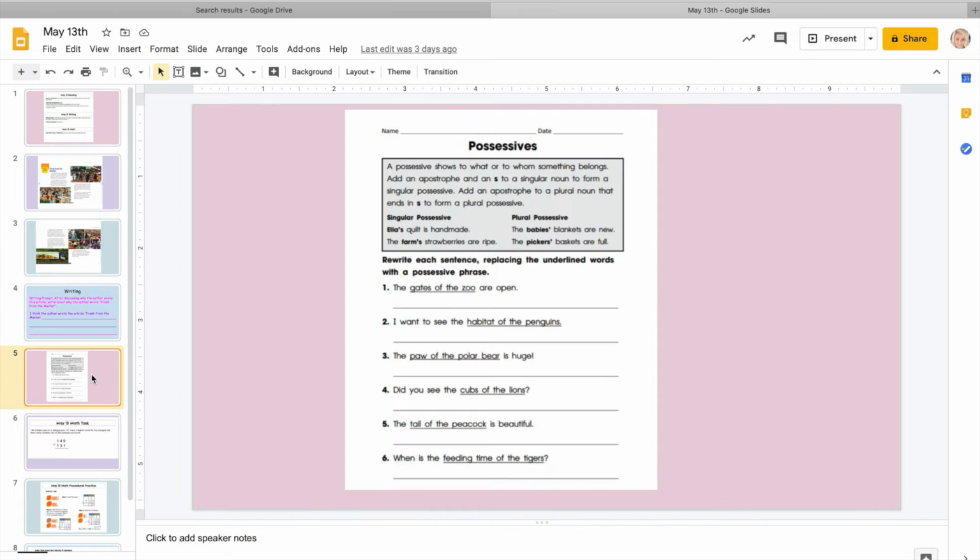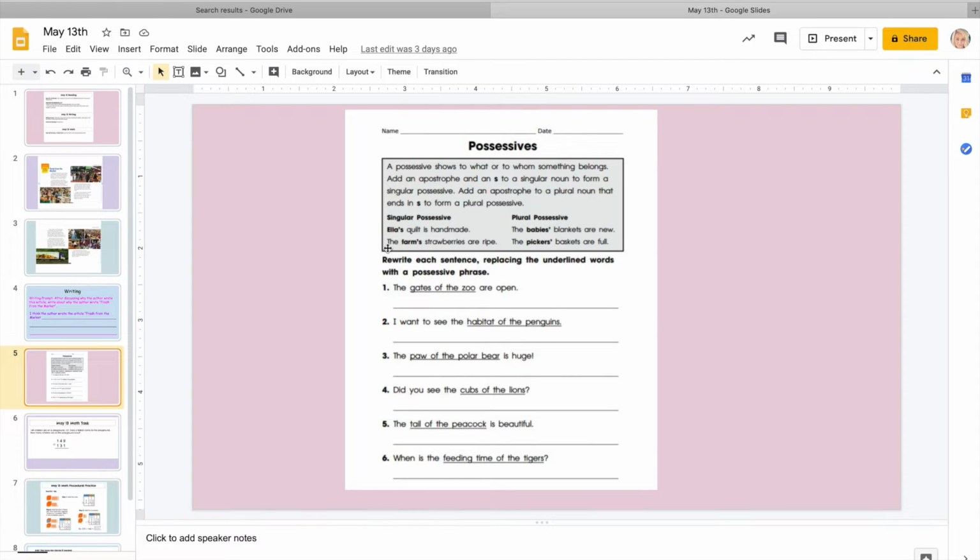And then we're going to move on to our grammar, which is possessives. A possessive shows to what or to whom something belongs. Add an apostrophe and an S to a singular noun to form a singular possessive. Add an apostrophe to a plural noun that ends in S to form a plural possessive. So we're going over singular and plural, where singular is one. So for instance, Ella's quilt is handmade. So you see Ella apostrophe S because it's Ella's quilt.